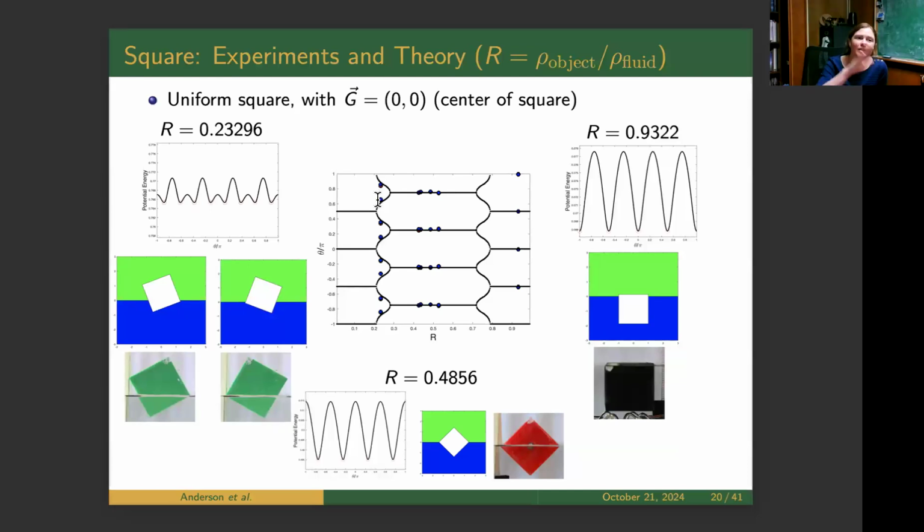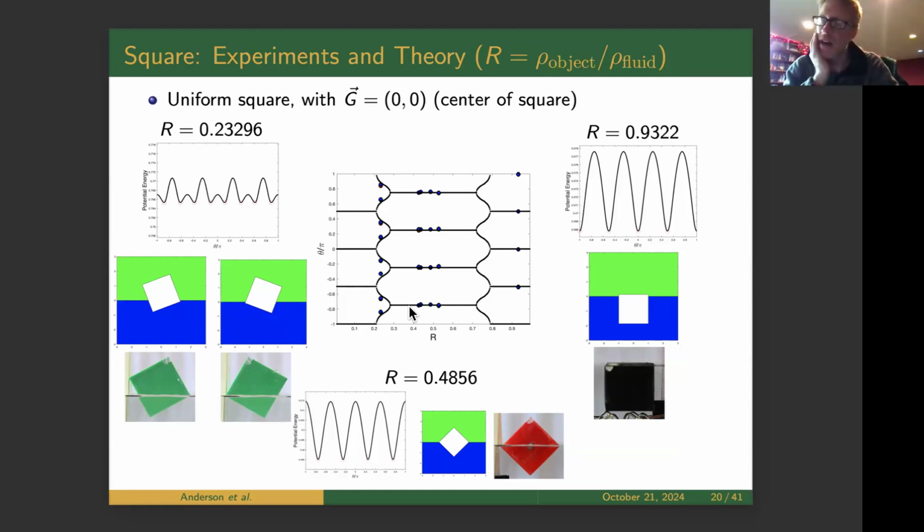Okay, so you're running it through a grid of points as opposed to a function. Yeah, so we literally, for each density ratio, we'll compute that whole potential energy function. And then to generate this plot in the center, we would do that for a range of density ratios.